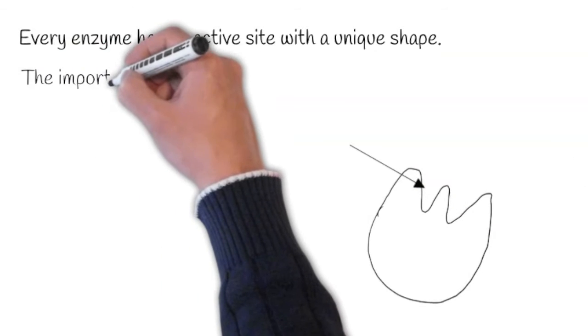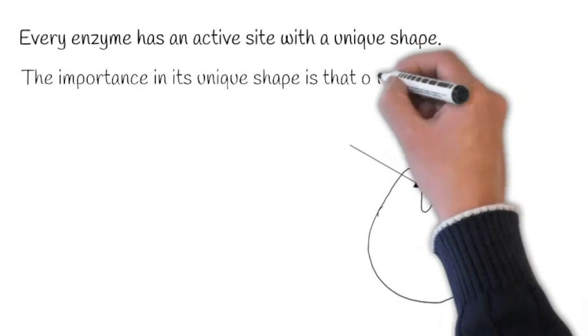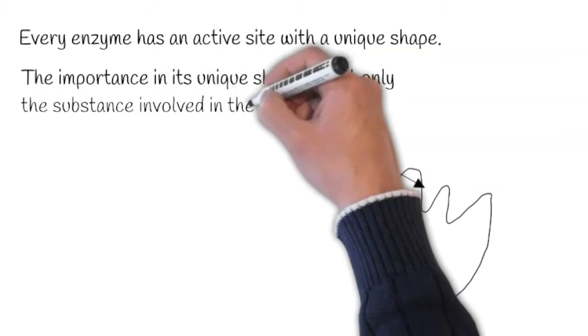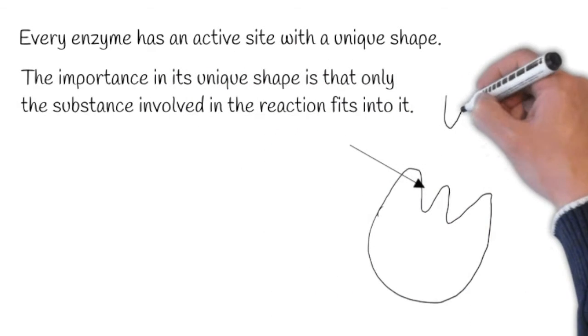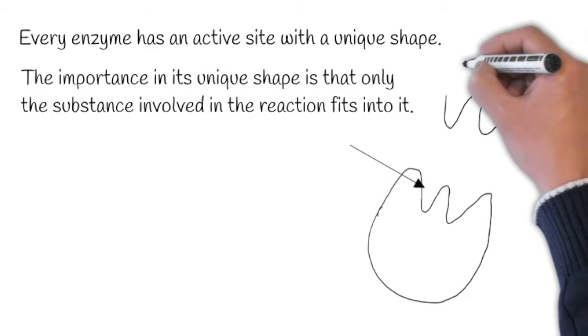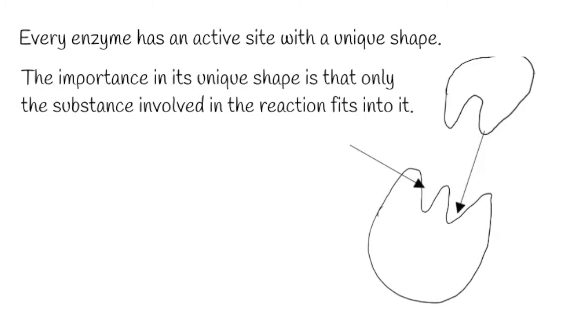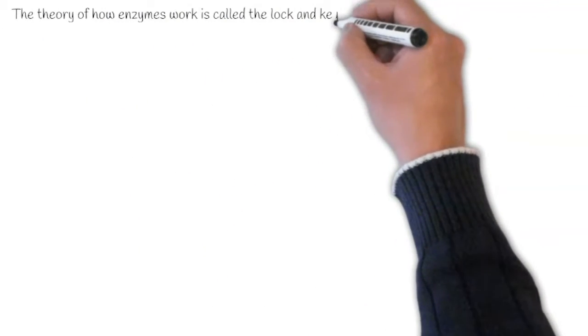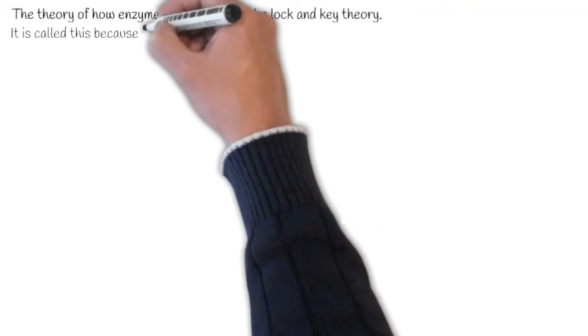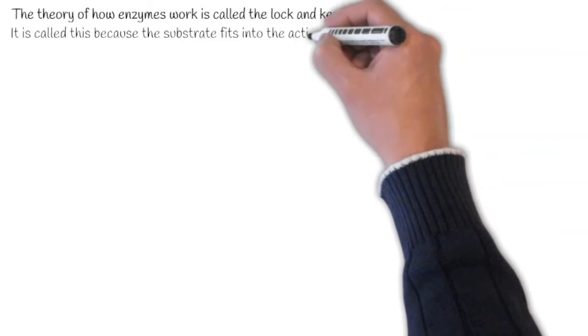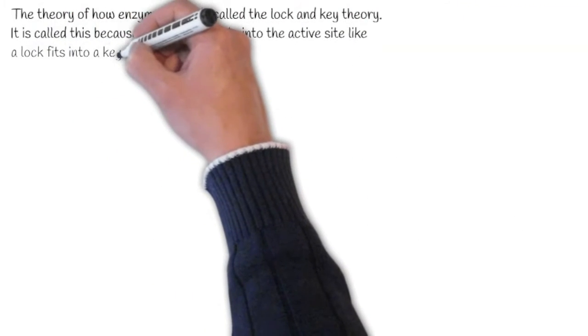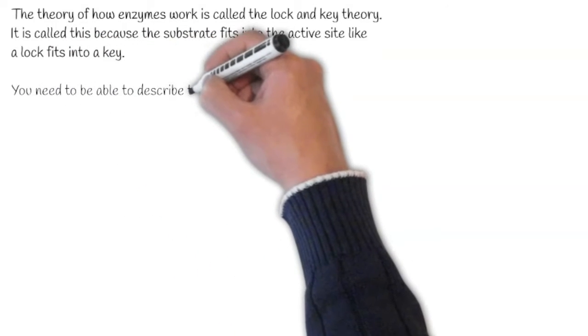Here is the active site. The importance in its unique shape is that only the substrate involved in the reaction fits into it. We call this substance a substrate. The theory of how enzymes work is called the lock and key theory. It is called this because the substrate fits into the active site like a key fits into a lock.